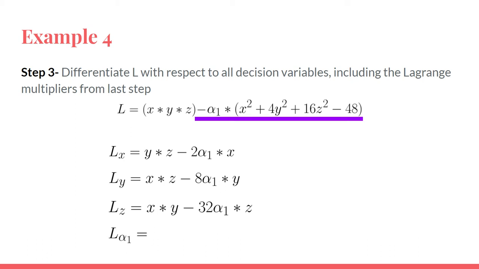Finally, we differentiate L with respect to alpha 1. The term inside of L that has alpha 1 inside of it is minus alpha 1 times x squared plus 4y squared plus 16z squared minus 48 from our constraint. Thus, L sub alpha 1 is going to be equal to minus x squared minus 4y squared minus 16z squared plus 48.